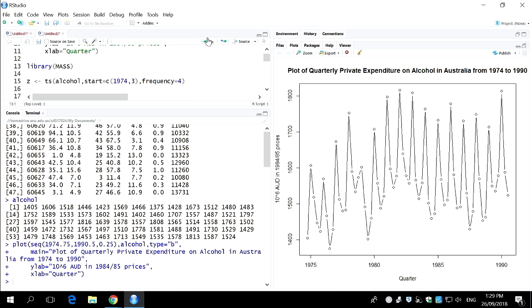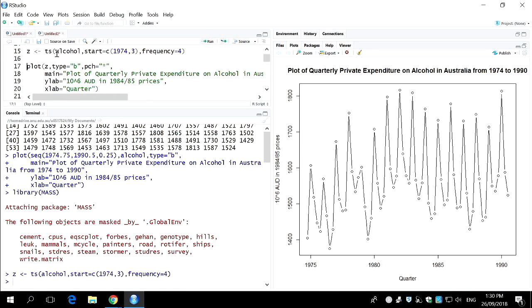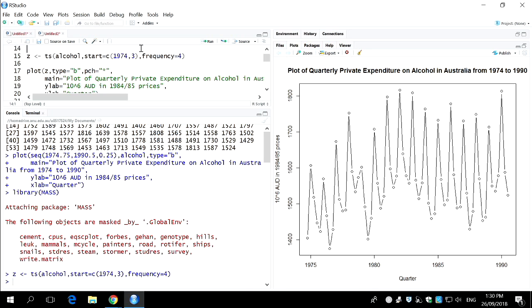Now, in R, there is support for what's called a time series object. And that lives in the MASS library. And there's a function called ts, which stands pretty obviously for time series. Okay? So we're going to load the MASS library, and then we're going to go Z is a time series taking the alcohol data. It starts in 1974 in the third period. So it starts in the third quarter of 1974. And the frequency is 4. This is the number of times the data is measured per year.